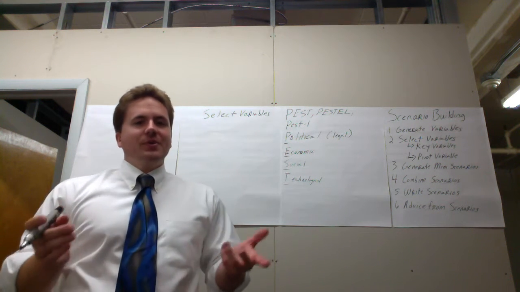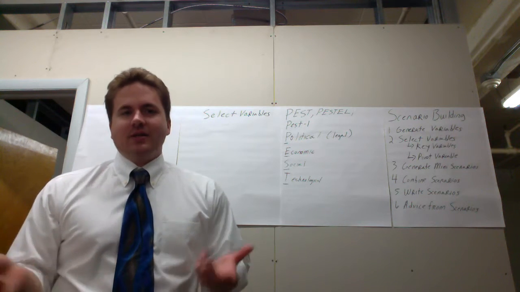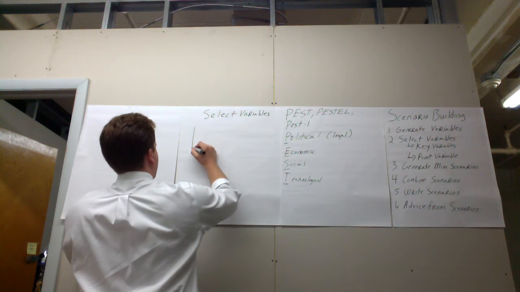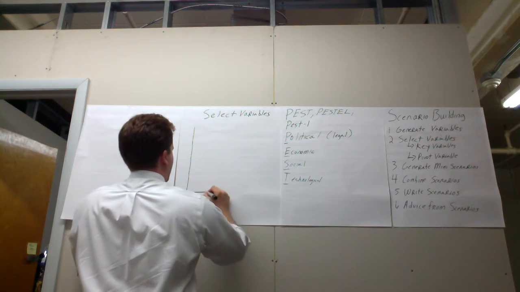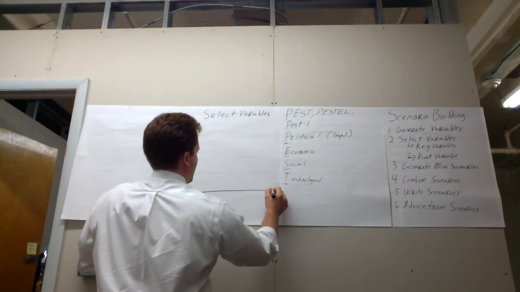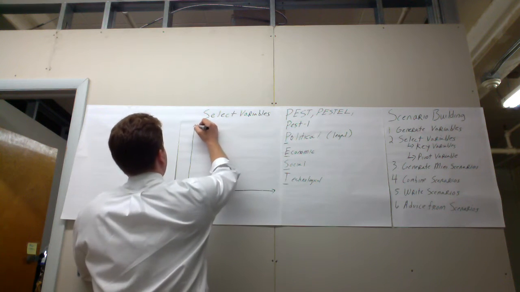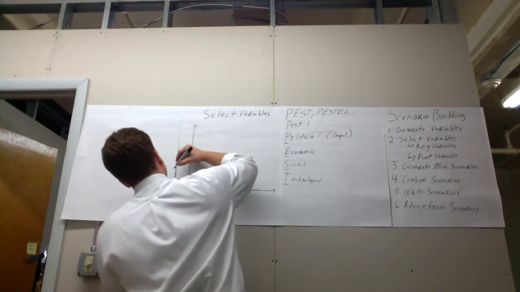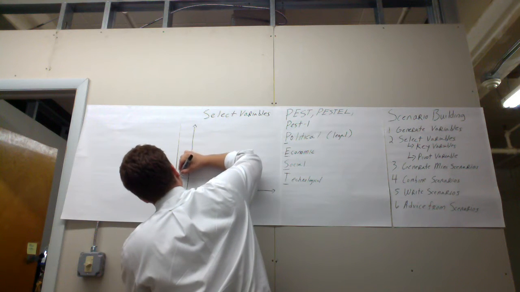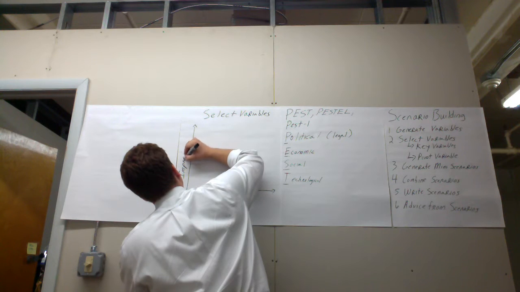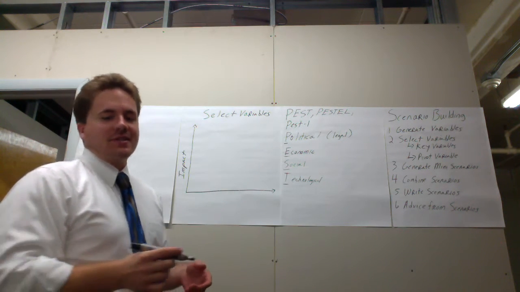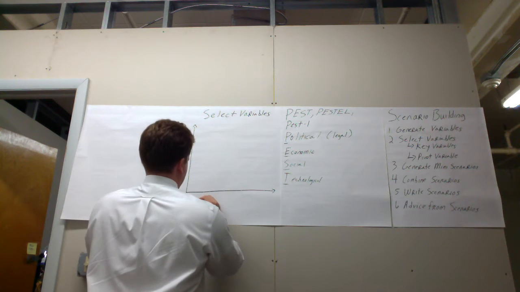Okay, so whenever you want to make a graph or a chart, what do you need? You need an x and a y axis, right? Now what do we put on our x and y axis? Well, we put impact on our y, and uncertainty on our x.